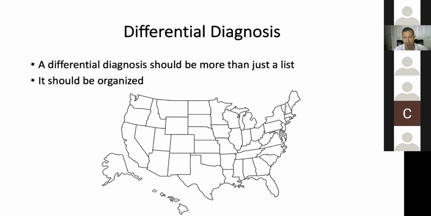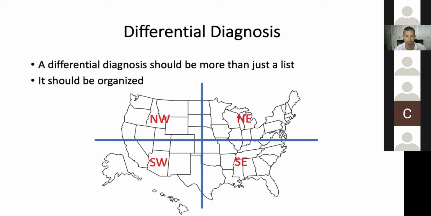So let's say you said, okay, I'm going to do this alphabetically. I'm going to start with the states that start with letter A, then move to B, then C, then D, and so forth. Or you did it geographically and you said, okay, I'm going to start in the Northwest, then I'm going to move to the Southwest, then Northeast, then Southeast. You'd be a lot better off. And the same is true in medicine.